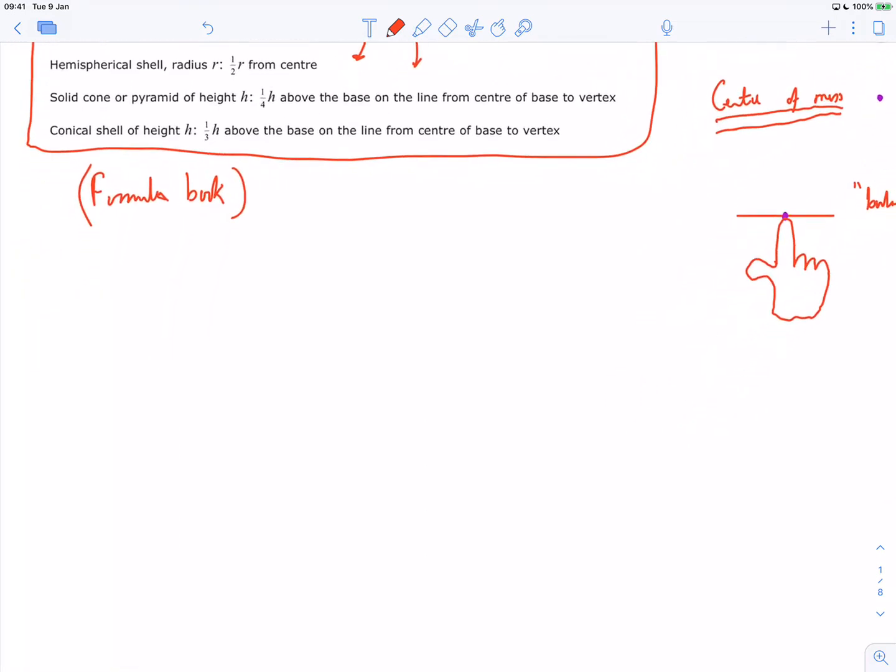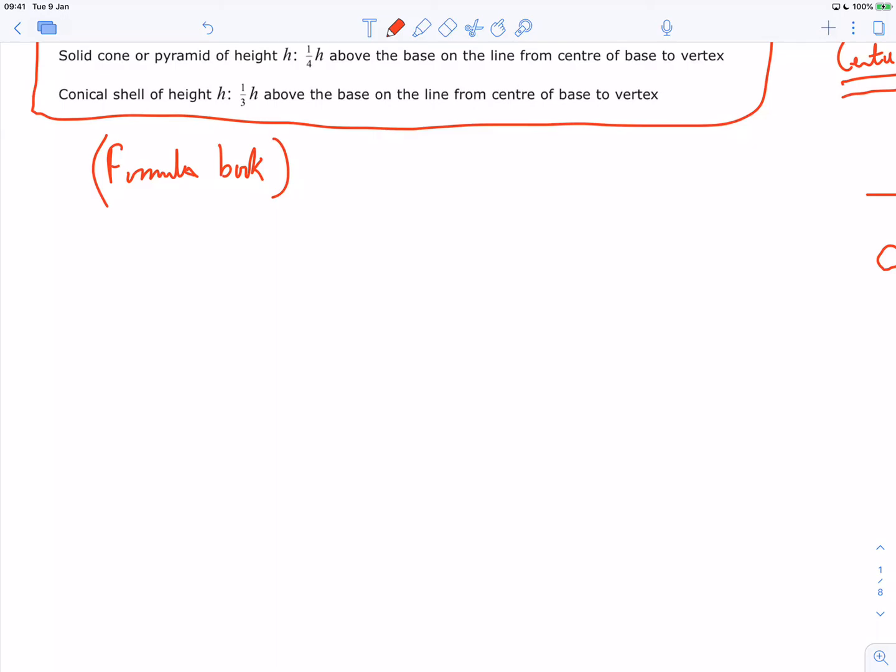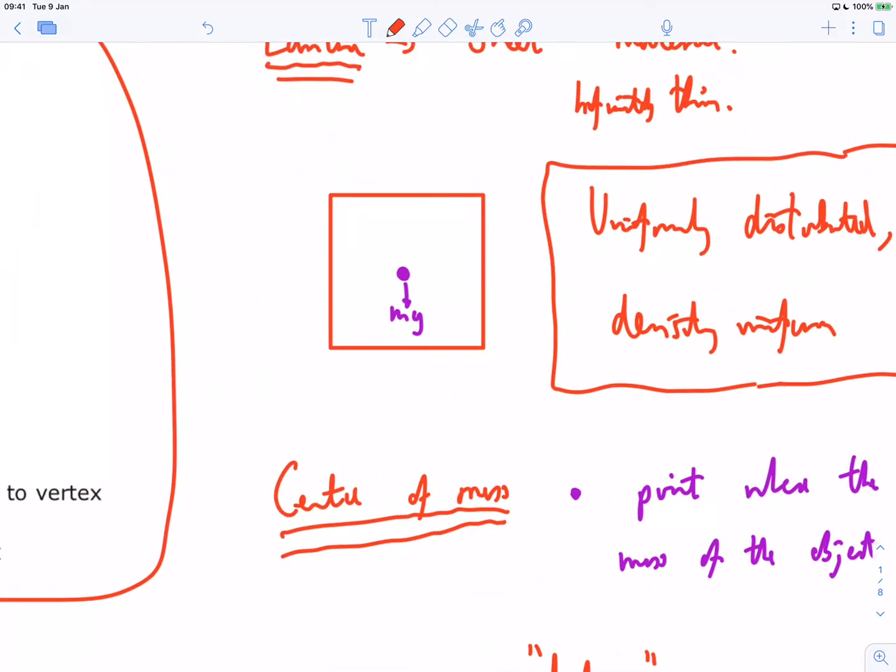So the idea is as follows. This centre of mass, if you treat this like a coordinate system, and it doesn't matter where you treat it as, let's say that corner is my XY coordinate system.